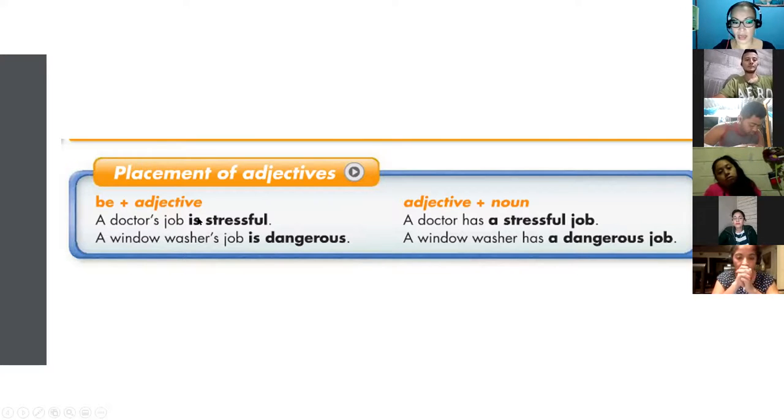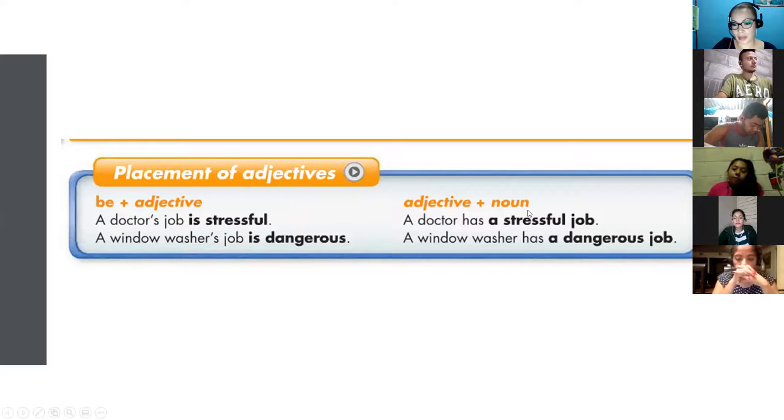So, cuando lo hagamos con el verbo to be, lo vamos a hacer así. Usando possessive, right? Y luego el noun del que estamos hablando. Luego el verbo to be, en este caso is, y luego el adjetivo.